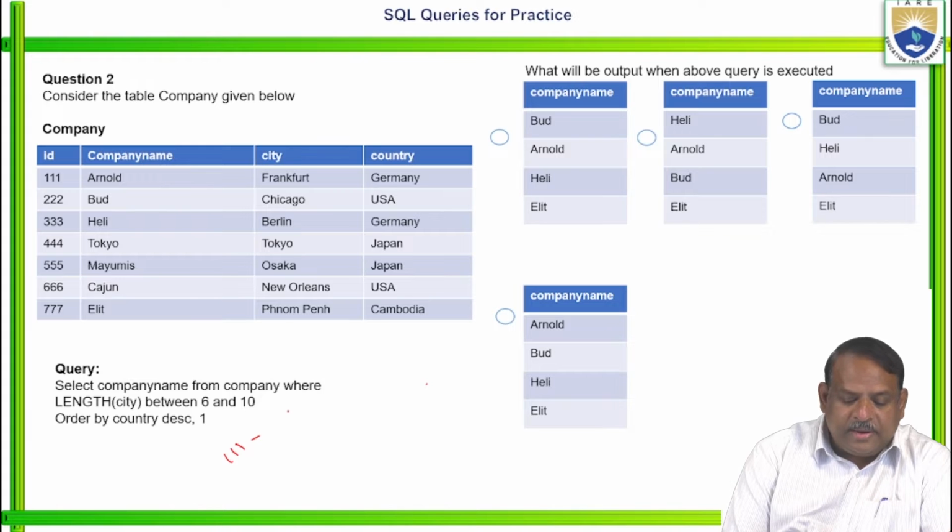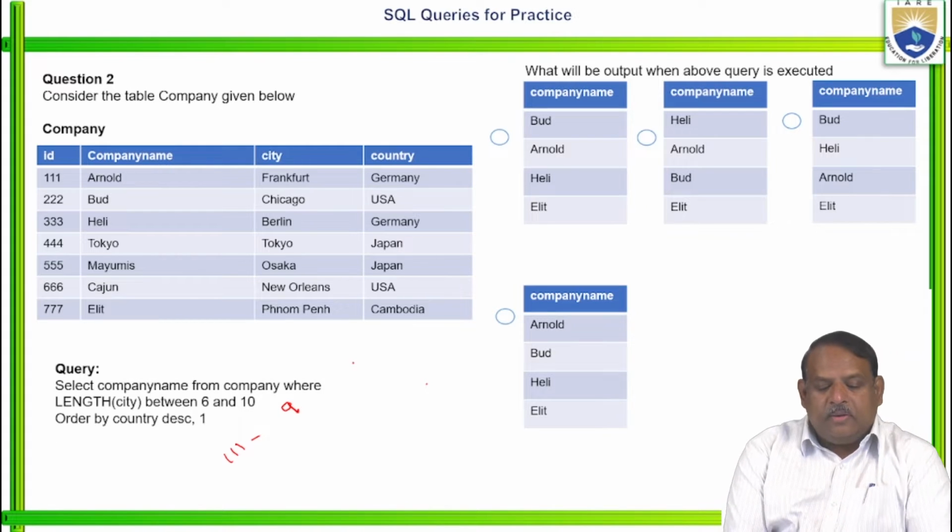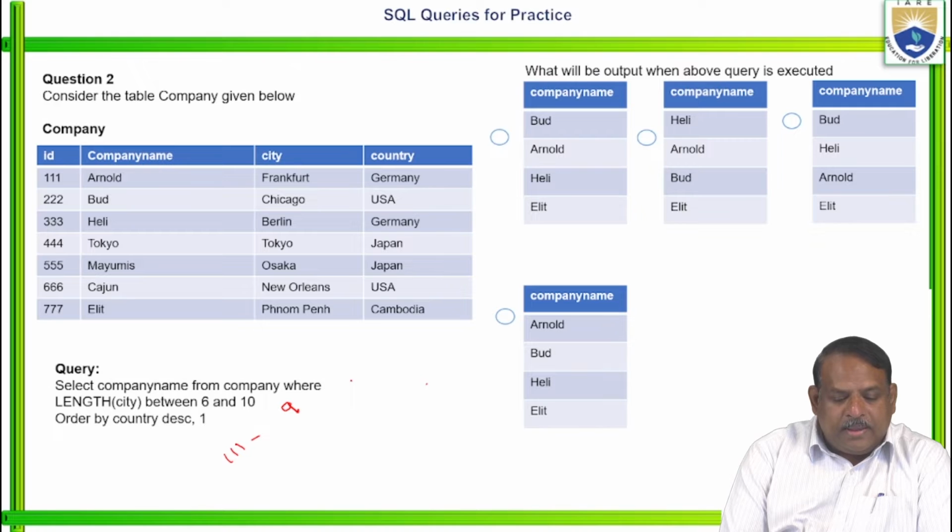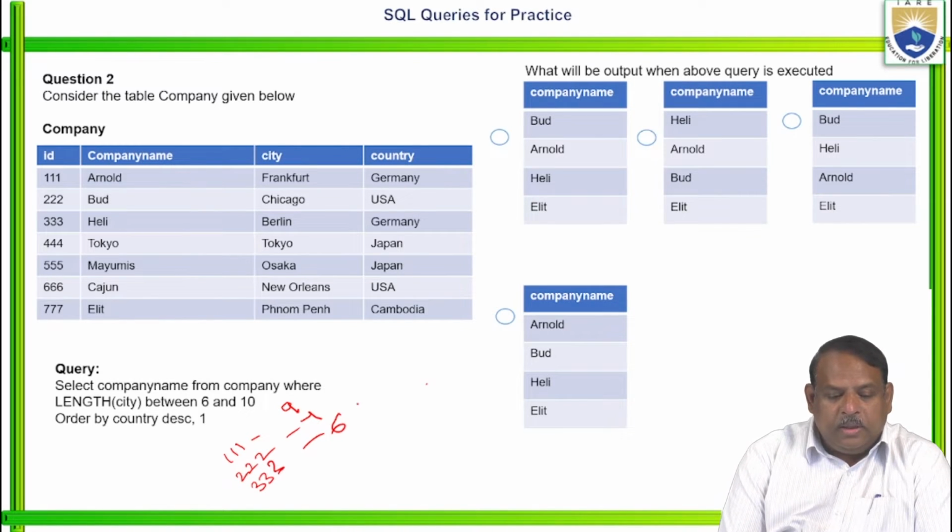Frankfurt is 9. Okay. Frankfurt is 9. Next, Chicago. Chicago is 7. Okay. Berlin. So Berlin also we need to take. Here it is 6.